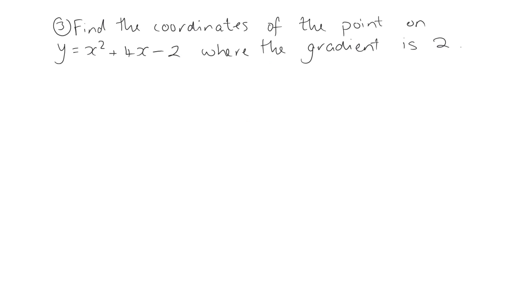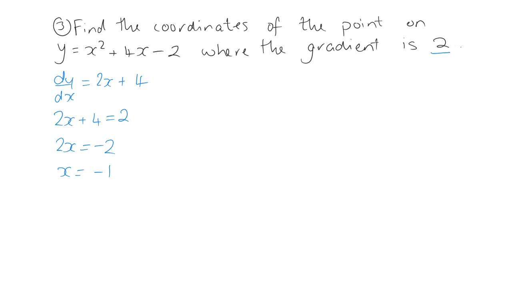Question 3, find the coordinates of the point on y equals x squared plus 4x minus 2, where the gradient is 2. So this time we're given the gradient, and we have to find x and then y to get the coordinates. So we'll still need dy by dx. So that's 2x plus 4. It says our gradient is 2. So we'll let that equal to 2, which means that x would be minus 1.